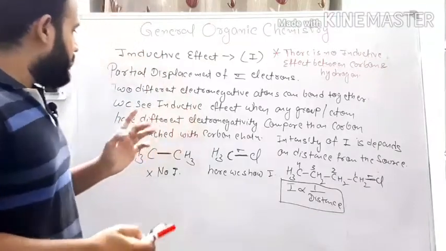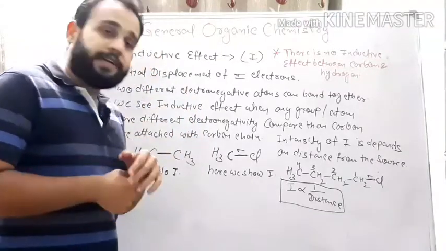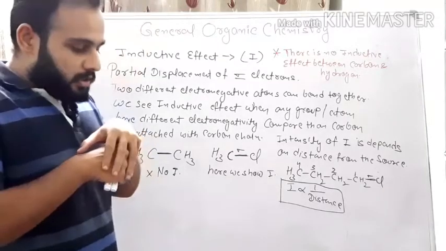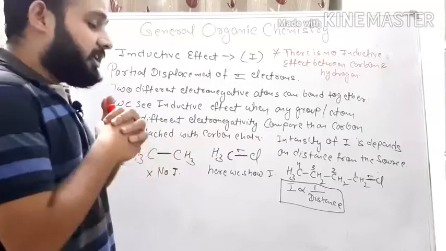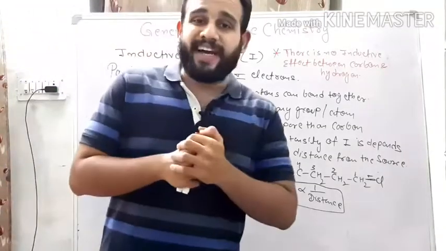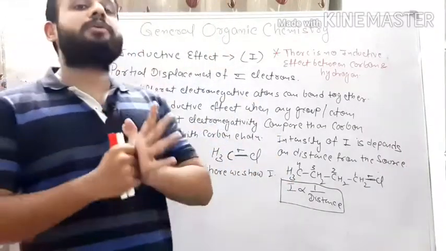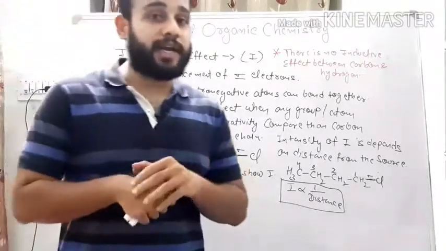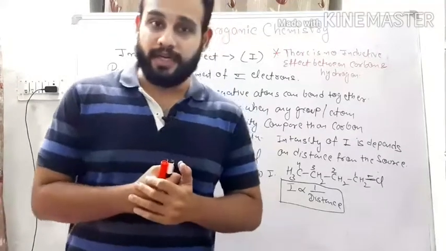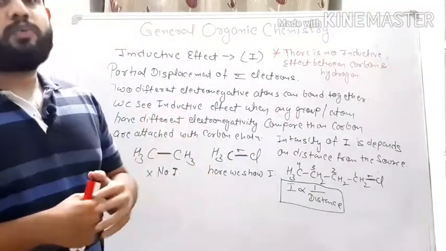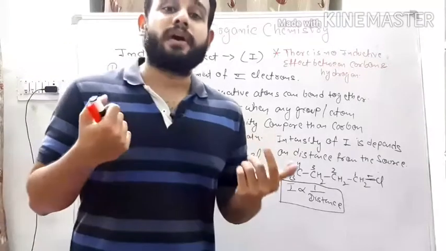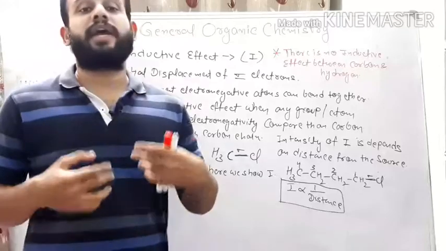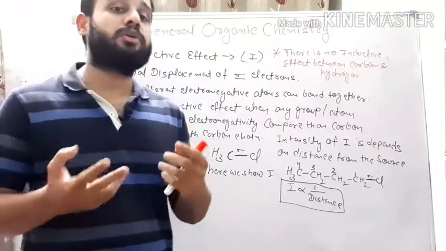So this is the introduction of your inductive effect. I hope you understand. Now we talk about electronegativity in your inductive effect. Okay, as you see, it mainly depends on electronegativity. So first we talk about what electronegativity is and its consequences on inductive effect, and after that we can talk about types of inductive effect. So first we talk about what is electronegativity and how it depends on different factors.